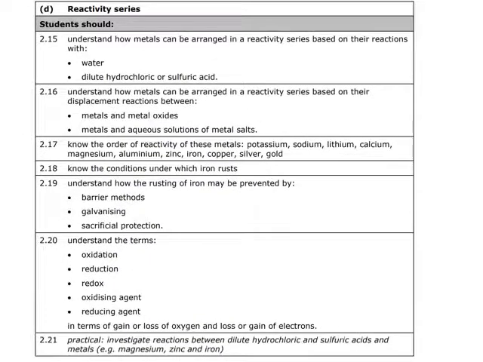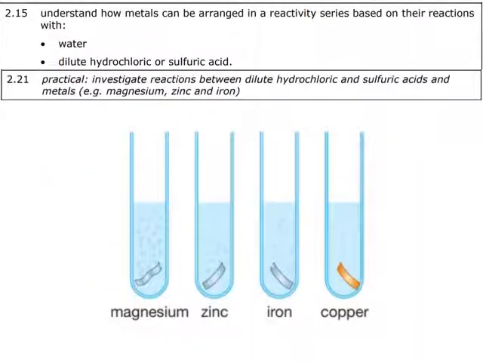In today's lesson, we're going to be looking at the reactivity series. This is Unit 2, Unit 2D of the specification. We won't go through all of it. Okay, so 2.15 and 2.21, you've got to understand how these metals can be arranged in order of their reactivity.